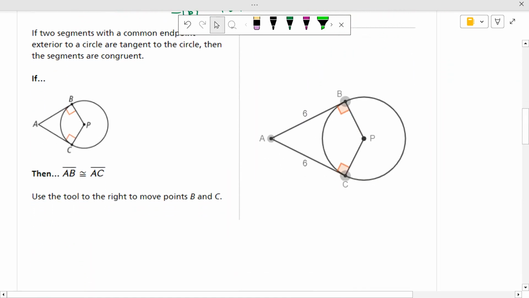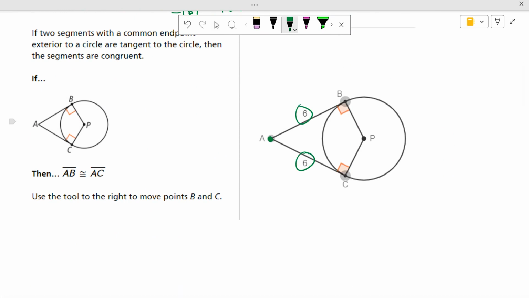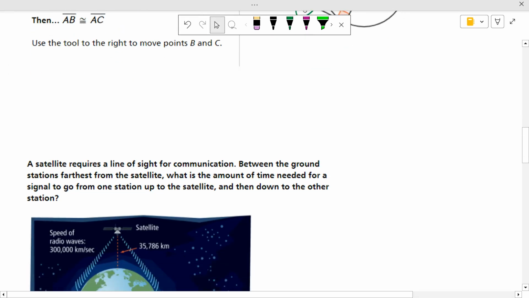All right. So if two segments are both tangent to the circle, then they're both going to be the same length. Okay? If two segments are both tangent to a circle, then they're going to be the same length as each other if they come from the same point.